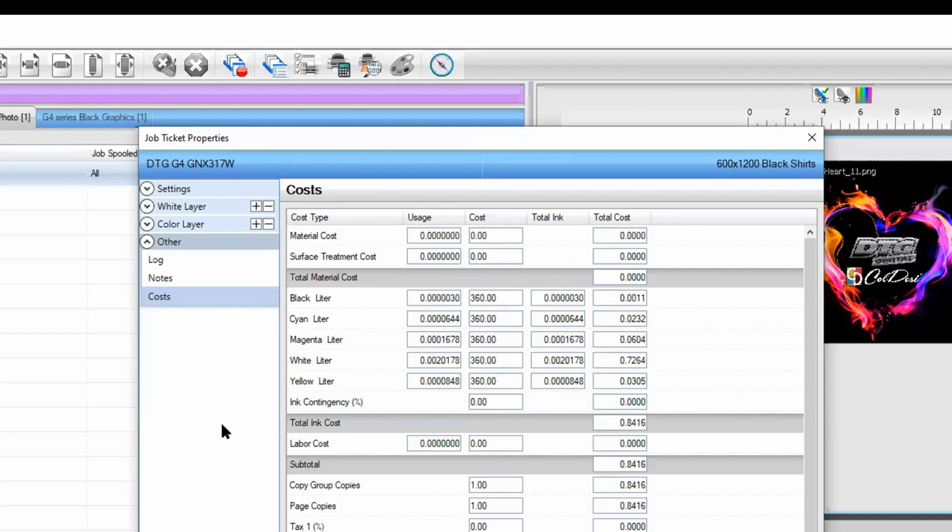So what we've done is we've programmed in the cost of a liter of ink. If you are able to buy the G4 ink set by the liter, which you can't, you get it in 200 milliliter cartridges, but it's just the way the software works. It would be $360 a liter.